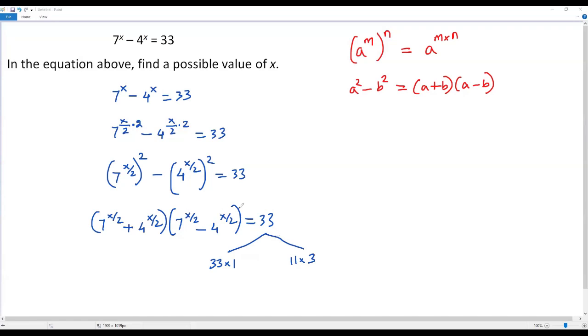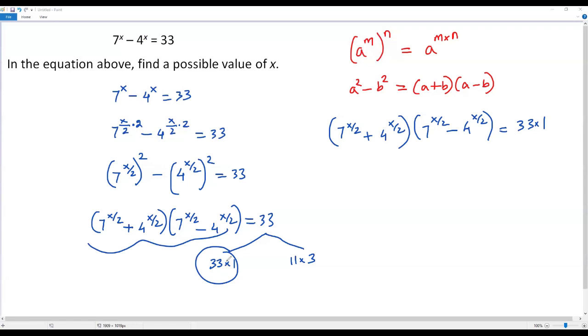Here the product of these two binomials can be equated to either this one or this one. Now let me equate the product of two binomials to this one. In that case, I get 7 to the power of x over 2 plus 4 to the power of x over 2, times 7 to the power of x over 2 minus 4 to the power of x over 2, equals 33 times 1. I just assume this is equivalent to this, but both of them are equal to 33. So now I take this one equal to this.